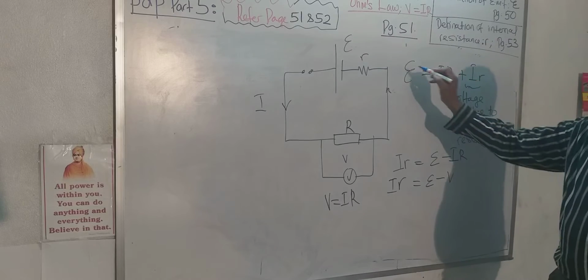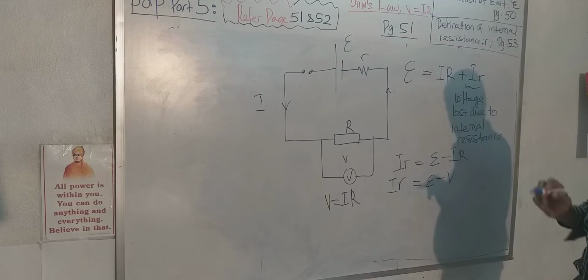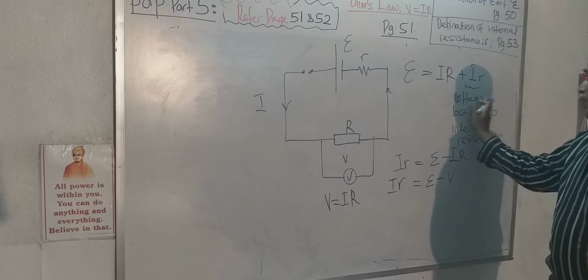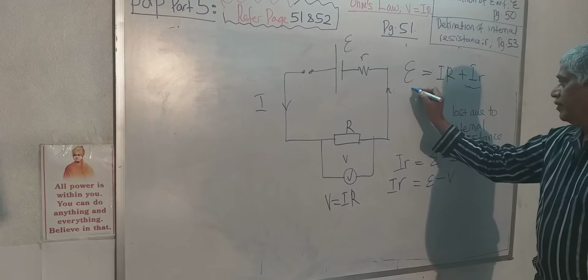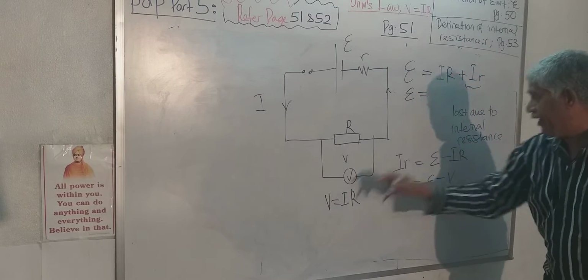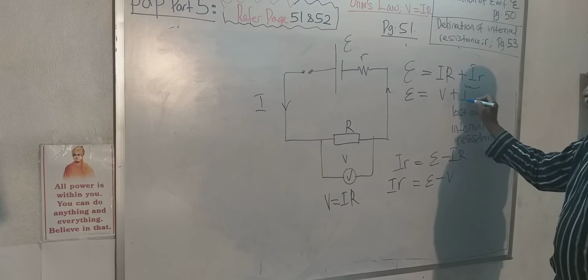So to put it simply, that means we now have 2 equations. This one we can now write as epsilon, since IR is V, so I can also write this.